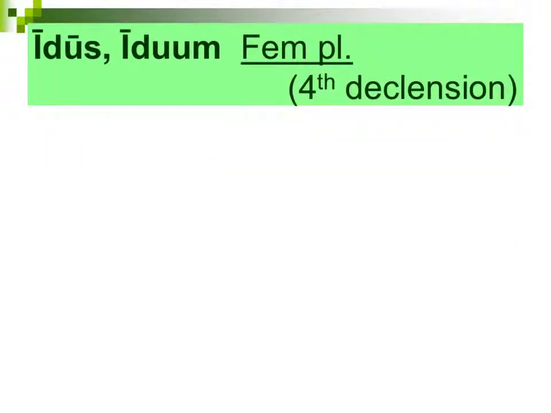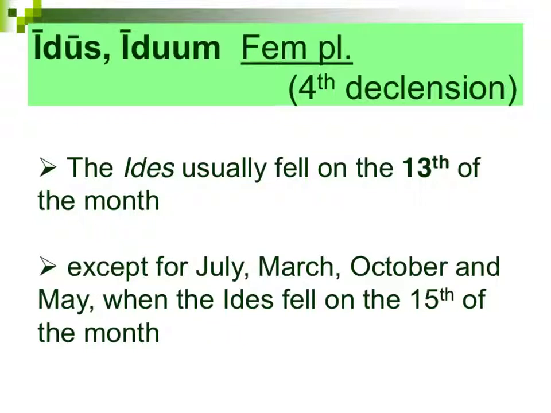The third and last special day of the month from which the Romans assign their dates is called the Ides. In Latin, idus, iduum, that's also feminine plural, and it belongs to the fourth declension, whereas calendae and nonae belong to the first declension. Now the Ides usually fell on the 13th of the month, except for the four special months. So for 8 months of the year, it fell on the 13th, except for July, March, October, and May, when the Ides fell on the 15th of the month.